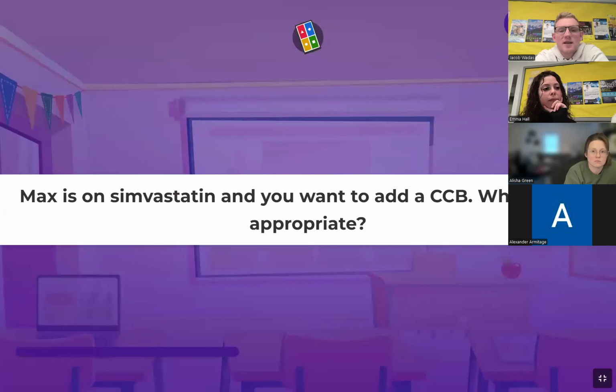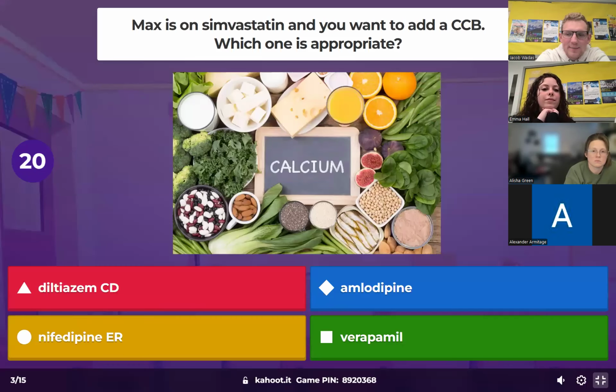Right, Max is on simvastatin and you want to add a calcium channel blocker. Which one is appropriate?